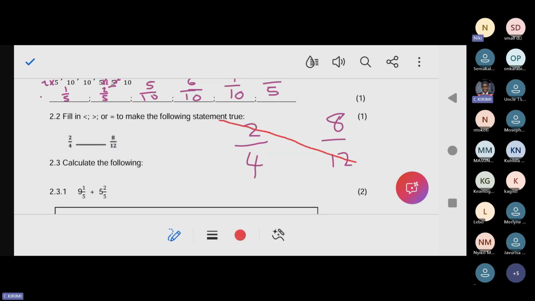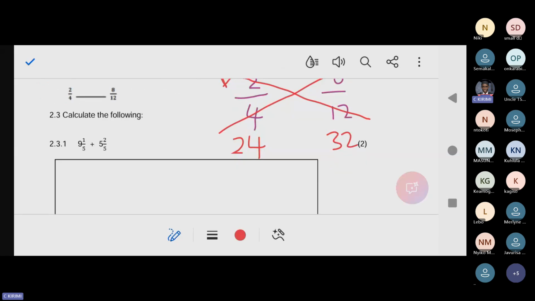You cross multiply 2 times 12, you get the answer of 24. Then 4 times 8, you get an answer of what? 32. So 2 quarters is the same as 24 over 36. Where is 36 coming from? You multiply those two numbers which are at the bottom to get your denominator. And 8 twelfths is 32 over 36.